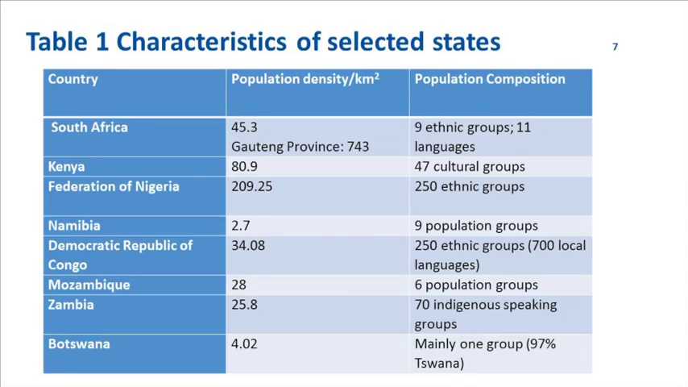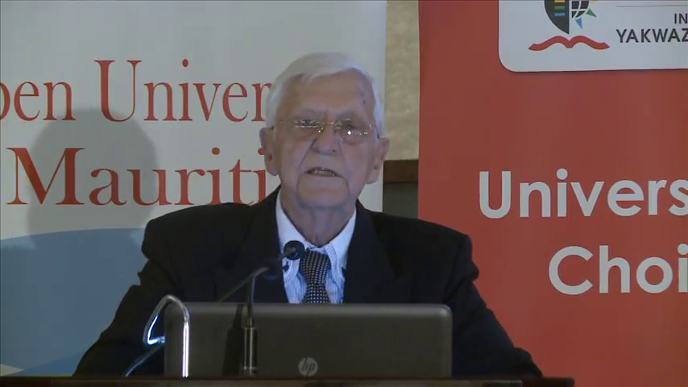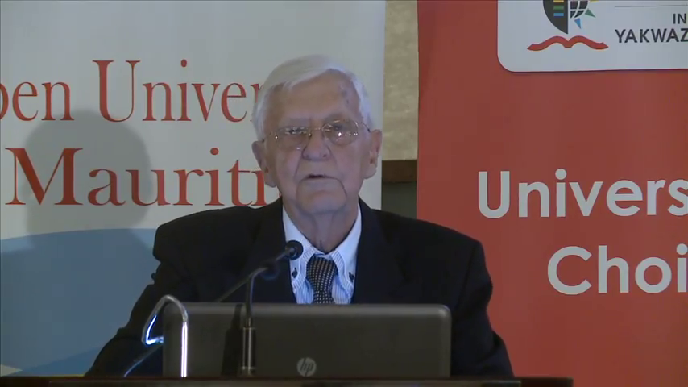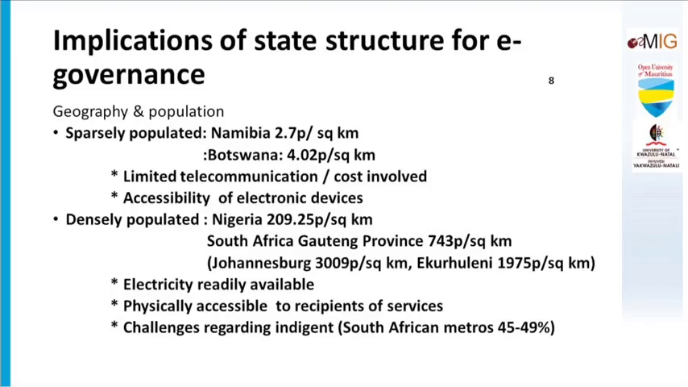In other countries, like in South Africa, in the Gauteng province, we've got 9 provinces. The one is Gauteng, and that is 743. But in the city of Johannesburg, the population density is more than 3,000 per square kilometer. So with a higher density, it's easier to provide some of the information technology and the services that are required. I think that gives one an idea of the diversity of Africa and also the diversity that you find in each of the countries.